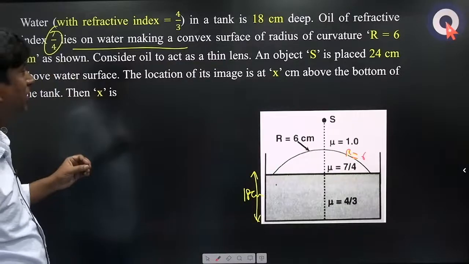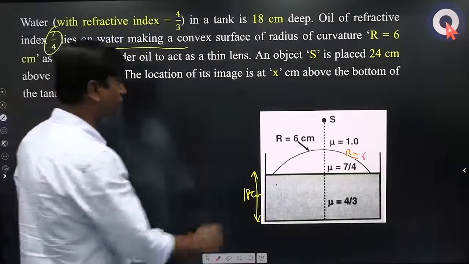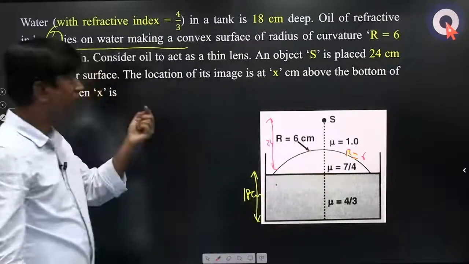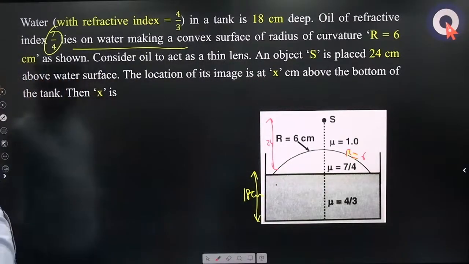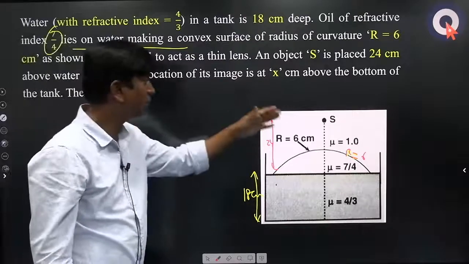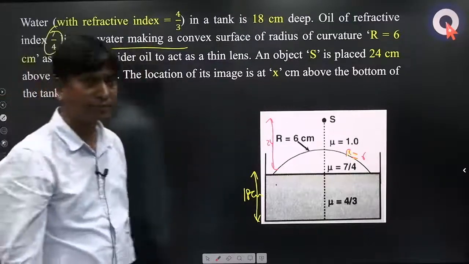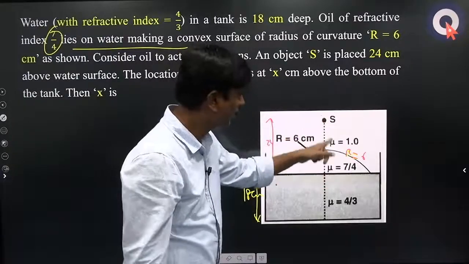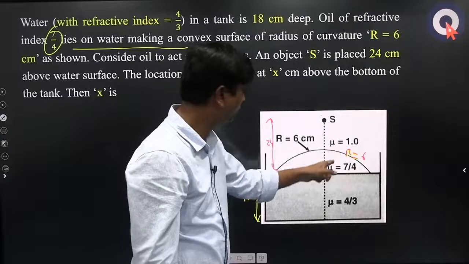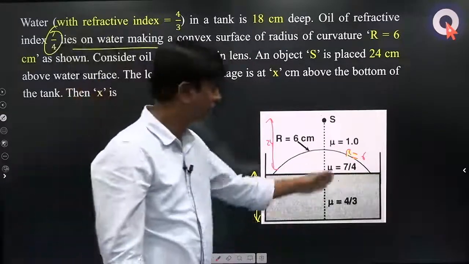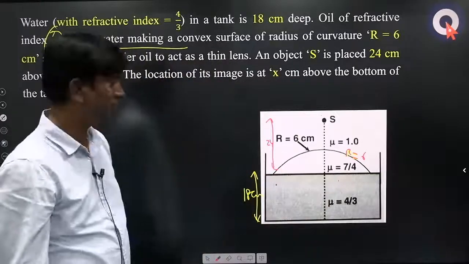An object S is placed 24 centimeters above the water surface. So this value we are taking as 24, and neglecting the thickness of the oil layer, right? But it is having a radius of curvature. So the location of its image is x centimeter above the bottom of the tank. See, first when the object is kept here, you will get spherical refraction from air to this one, and then from here to here you will get a plane refraction, and you are locating the final image. Correct or not? So that is the idea.